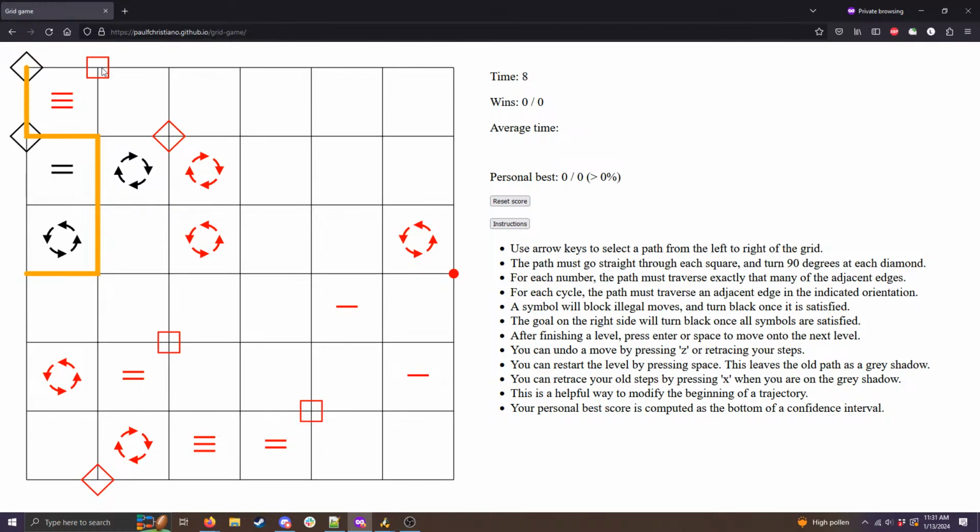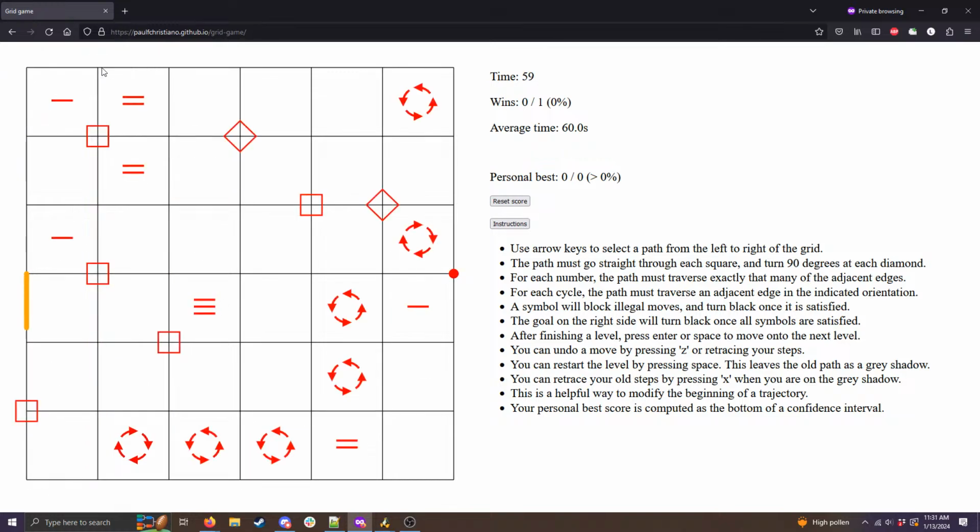The squares are the opposite of the diamonds. You have to go through the squares and then just keep going in the same direction. You can't turn around at a square. So I can't do like, here, I'll start again. So at a square, I can't do like this, for example.